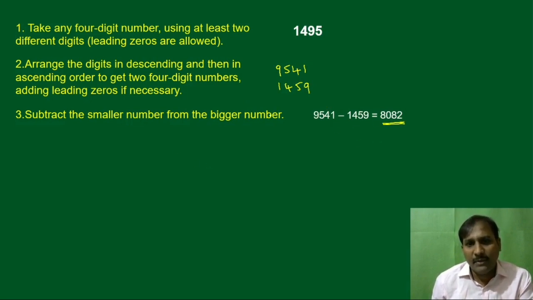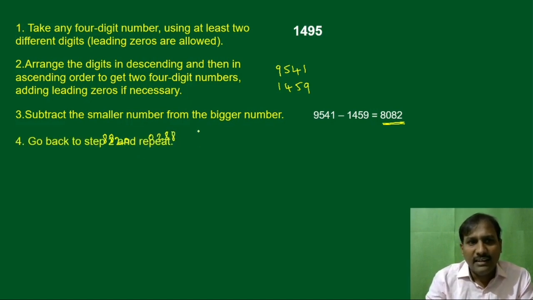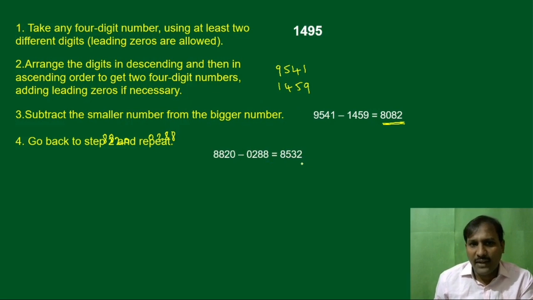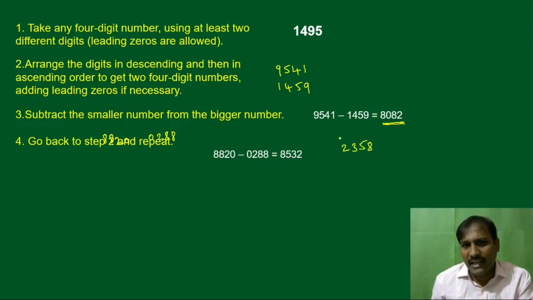Again repeat the same process. If you write them in the descending order, it will be 8820, and 0288 if you write in the ascending order. And what is the result here? 8532. Again repeat it. Write them in the ascending order 2358 and the descending order 8532. What will be the result?